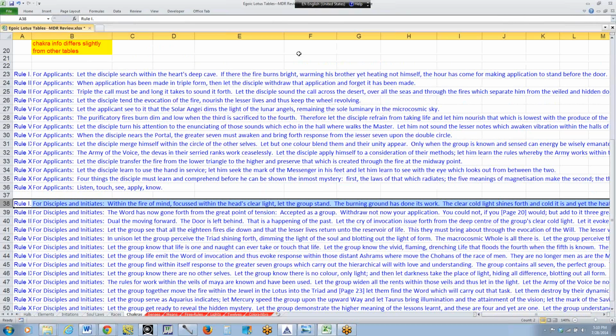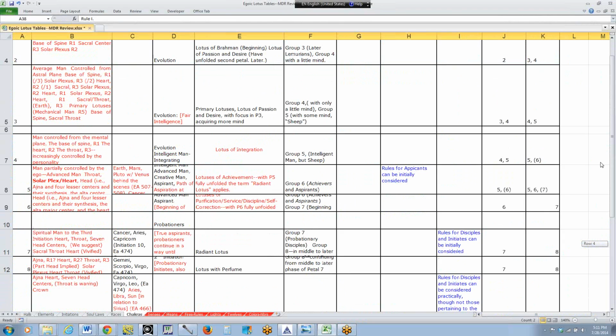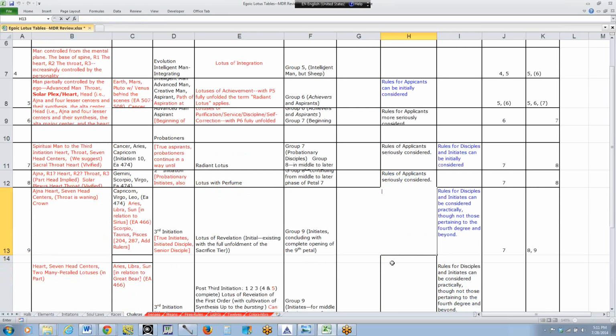But what's important in this tabulation is perhaps to look at when they come in. And I would say that at petal 5, as we're becoming aspirants, the rules for applicants can be initially considered. Let's say rules for applicants more seriously considered at petal 6, and that goes all the way through, because these particular rules somehow have application all the way to the 3rd degree. So I'm going to include them for petals number 7, 8, and 9.